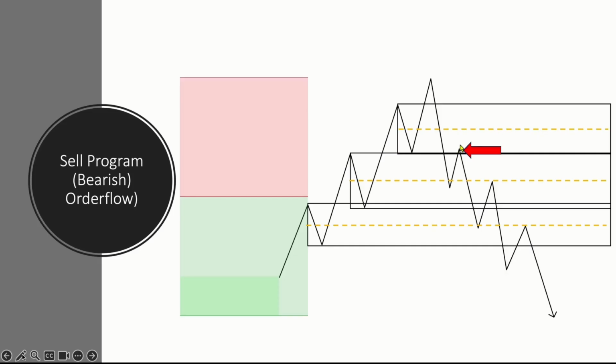Where do you place your stop loss? Well, if you're conservative, you place it above the high. If you're a bit more aggressive, you place it above the high of the retracement on the left side of the curve.